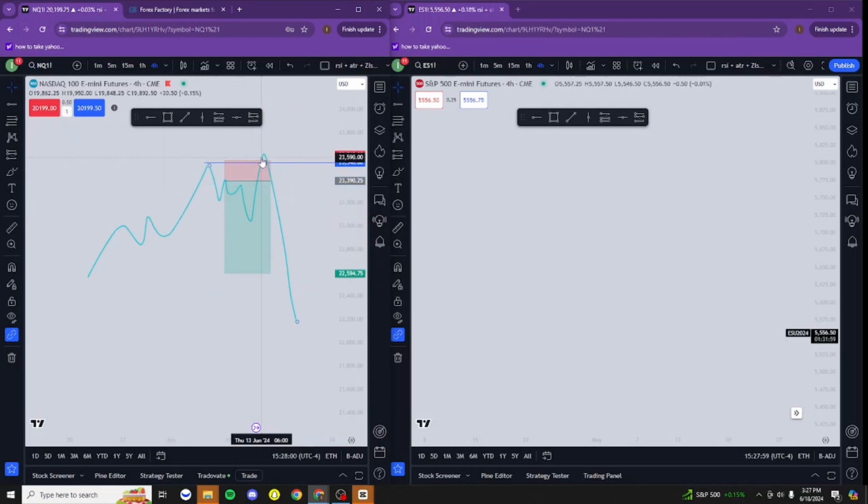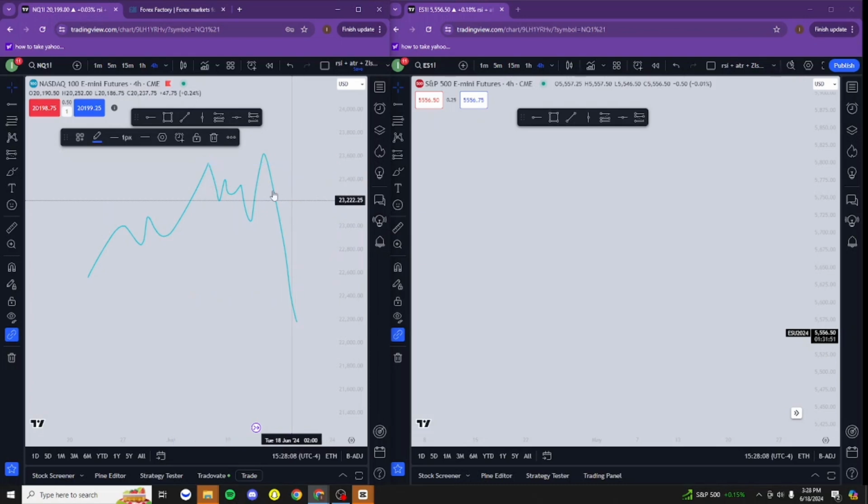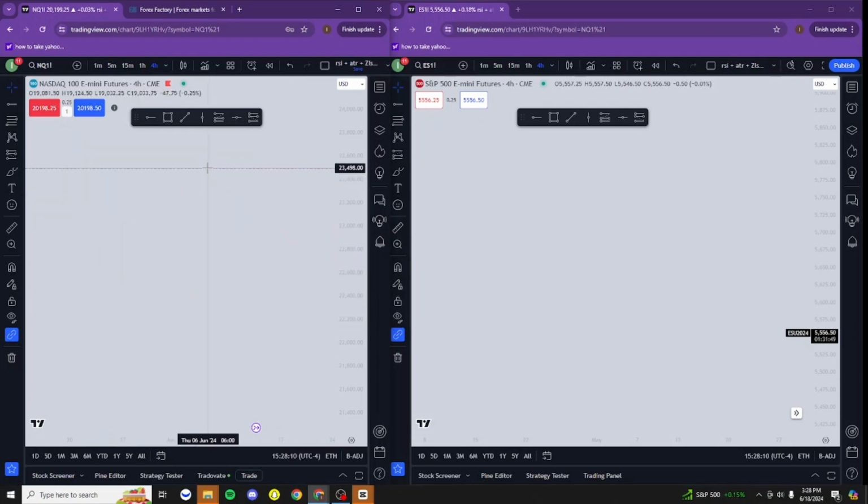Market makers want to push price, stop them out, and once they're exited out of the market, all the retail traders, it's easier for them to move price in the direction they want, okay? That is the easiest explanation I can make for you right now, in 5 seconds.